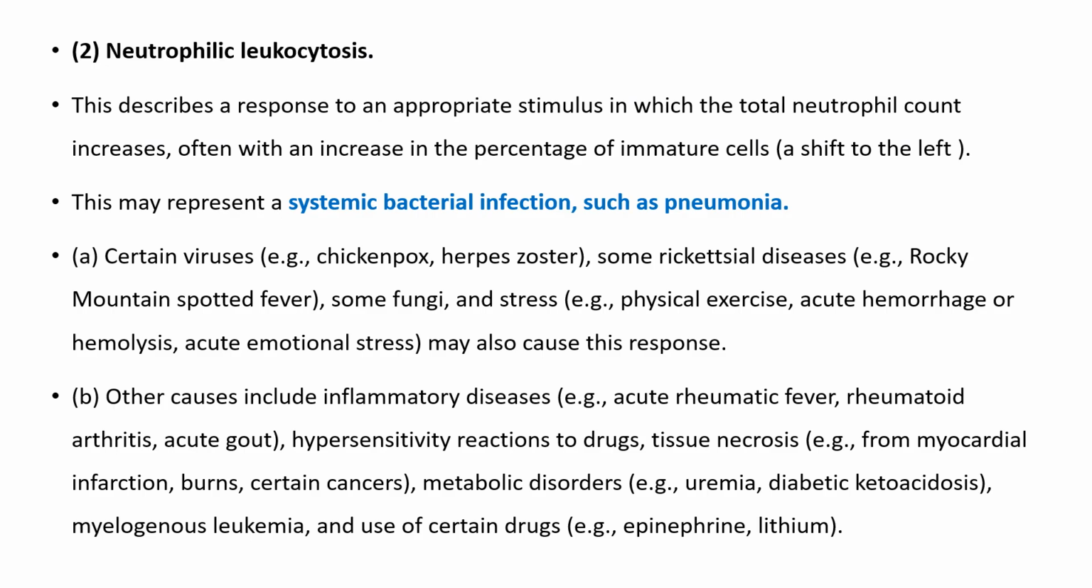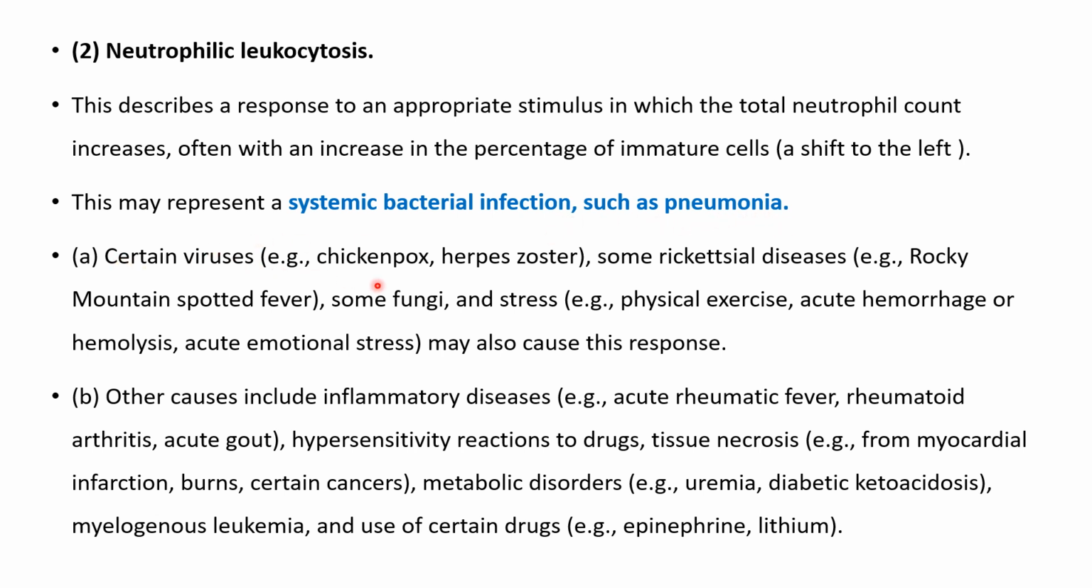Neutrophilic leukocytosis. This describes a response to an appropriate stimulus in which the total neutrophil count increases. Leukocytosis means increase in white blood cell count. So neutrophilic leukocytosis means total neutrophil count increases, often with an increase in the percentage of immature cells, a shift to the left. This may represent a systemic bacterial infection such as pneumonia.